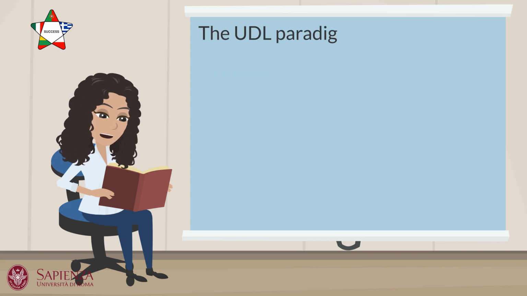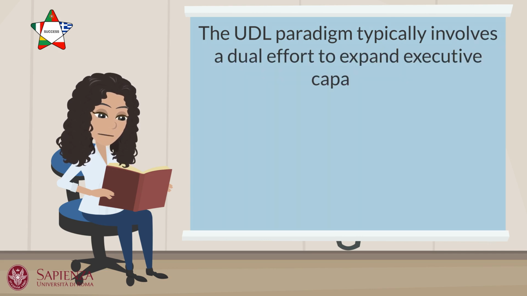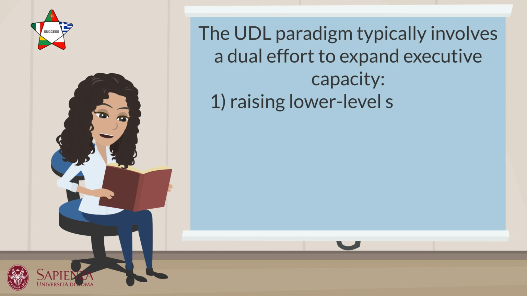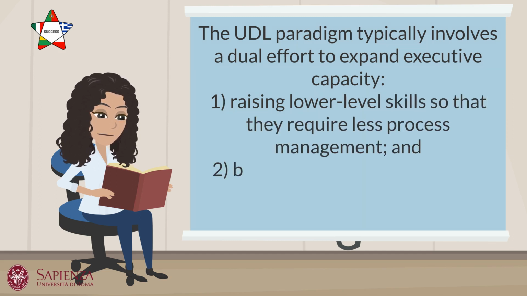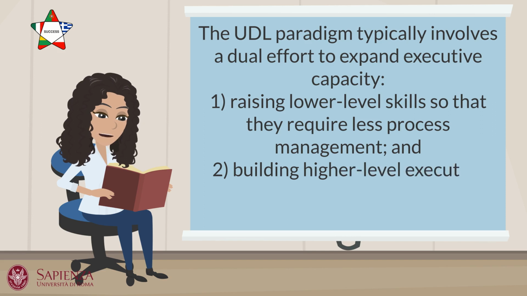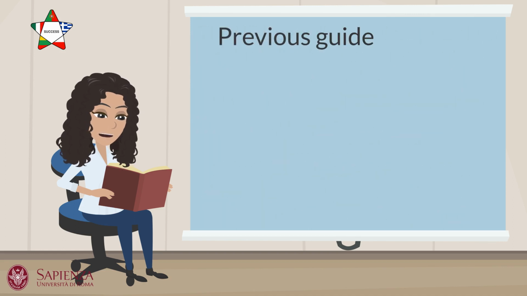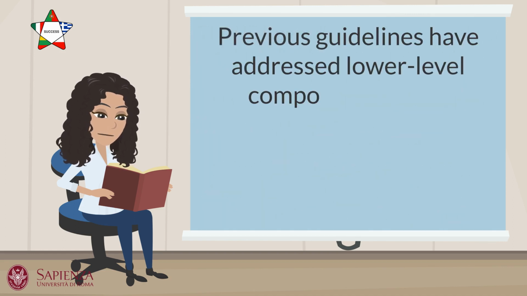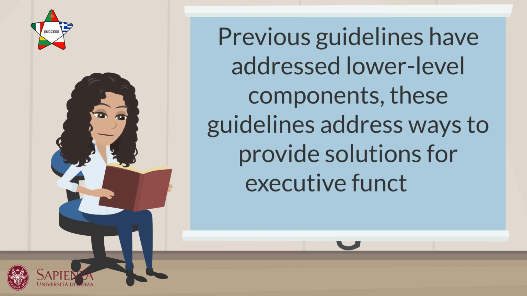The UDL paradigm typically involves a dual effort to expand executive capacity. 1. Raising lower-level skills so that they require less process management, and 2. Building higher-level executive skills and strategies so that they are more effective and advanced. Previous guidelines have addressed lower-level components. These guidelines address ways to provide solutions for executive functions themselves.